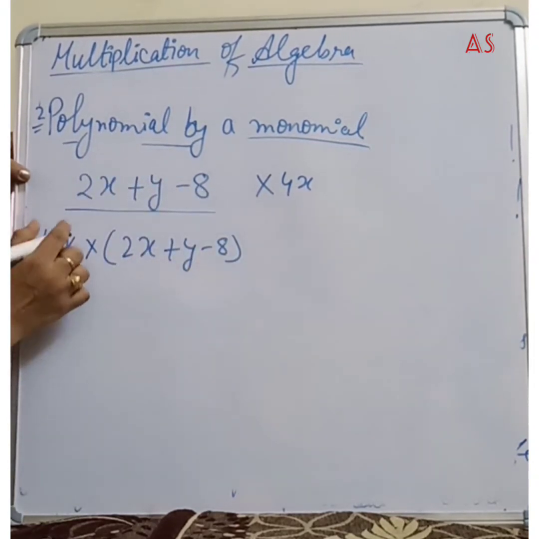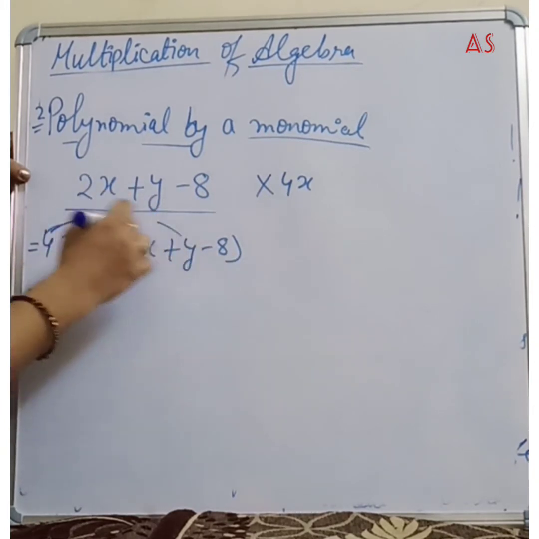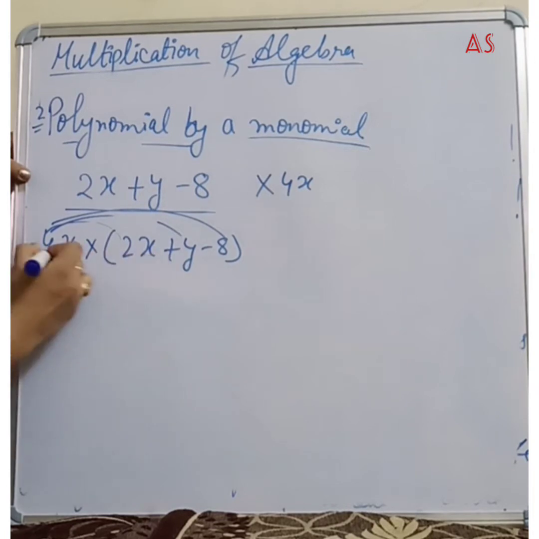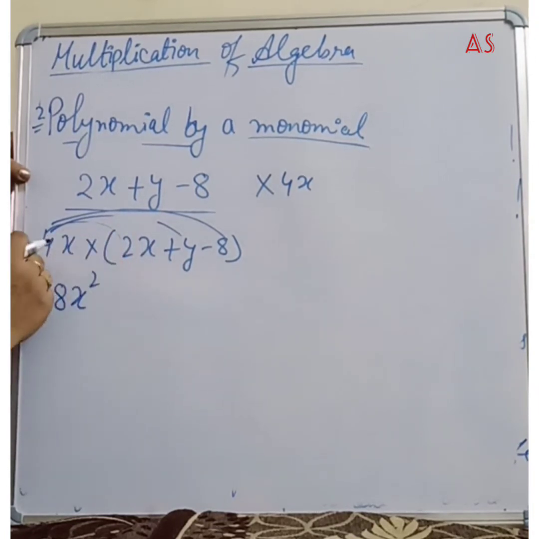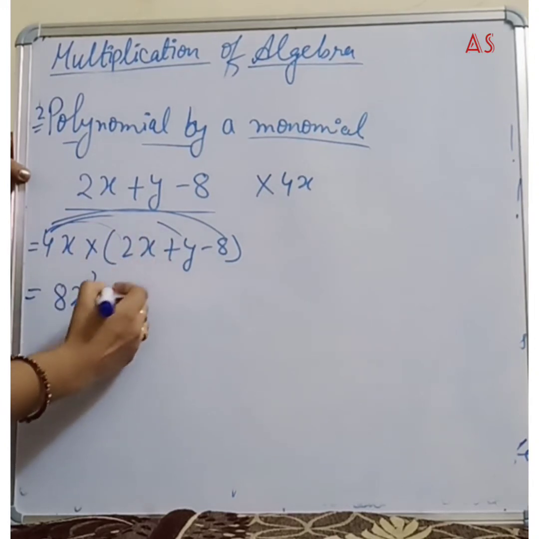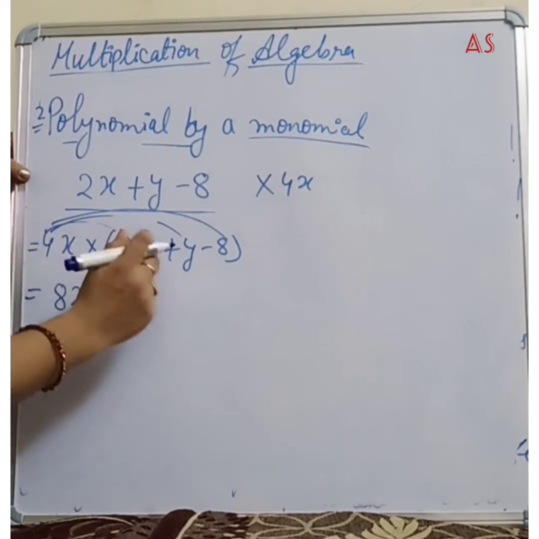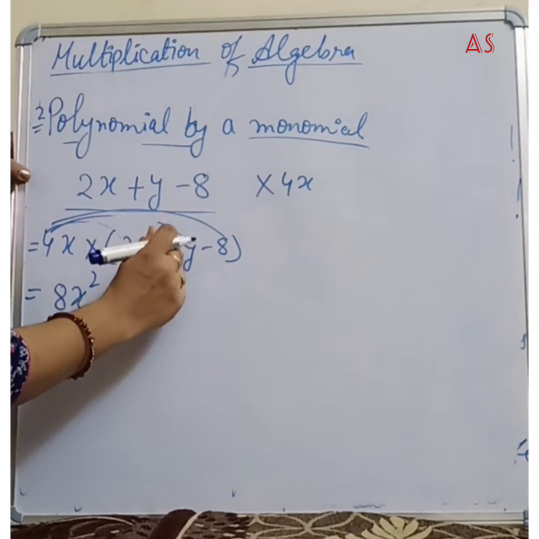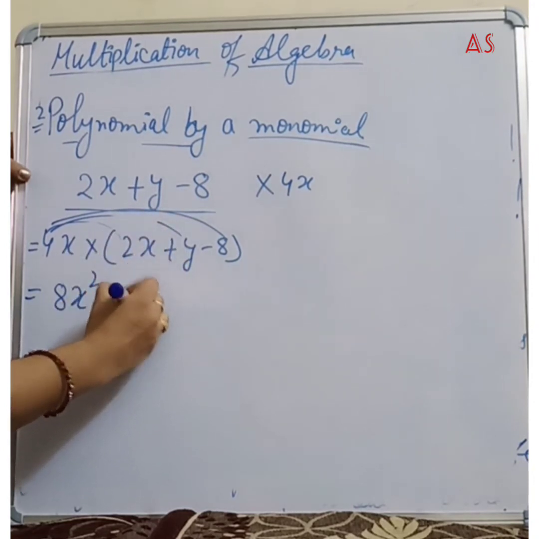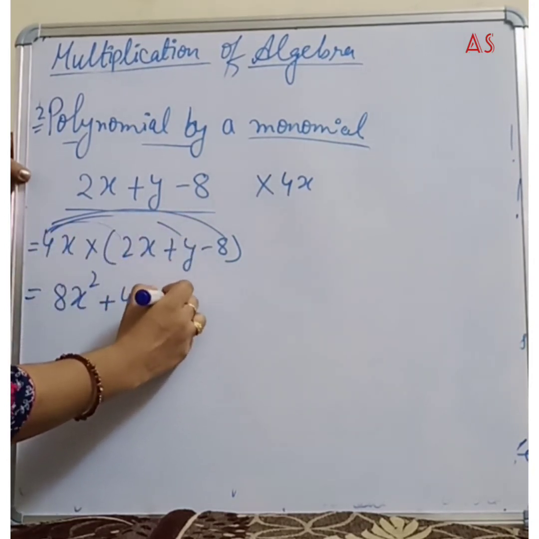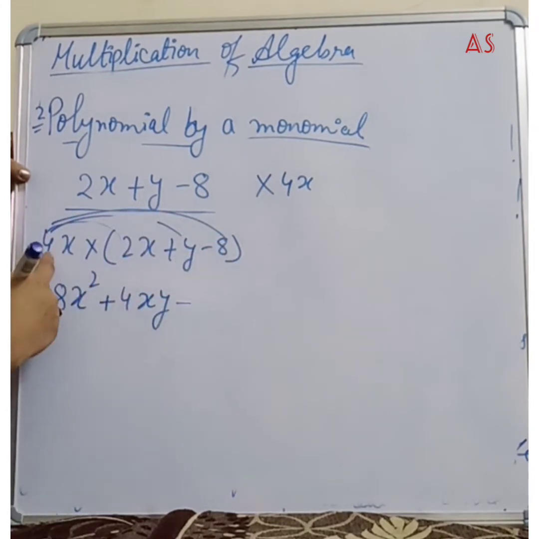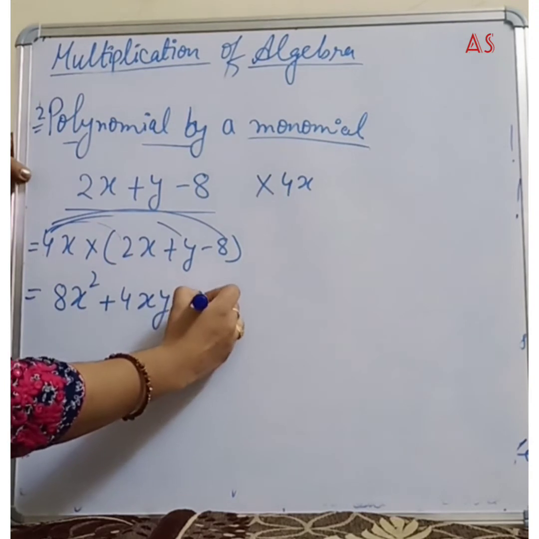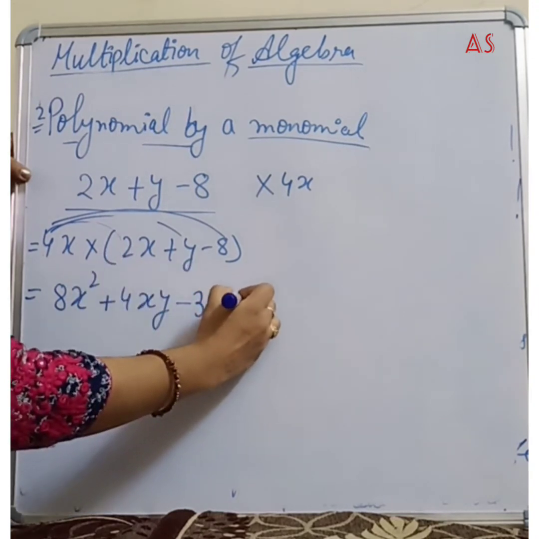So now 4x multiplies with each term. Firstly the first term, then the second term, then the third term. So firstly the first term: 4 2s are 8 and x into x, x square. Now the plus sign is there, so firstly plus sign. Now 4 1s are 4, no number here means one, so 4 and x into y, xy. Now the third term also: firstly this digit is minus 8. Now 8 4s are 32. Now x. This way we do.